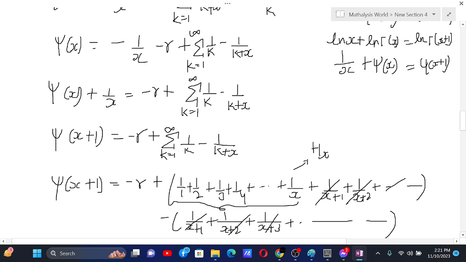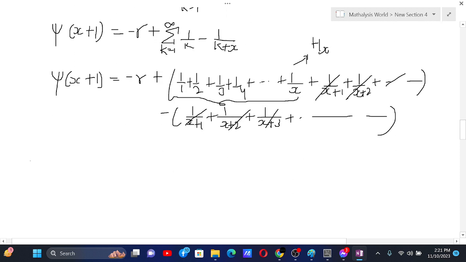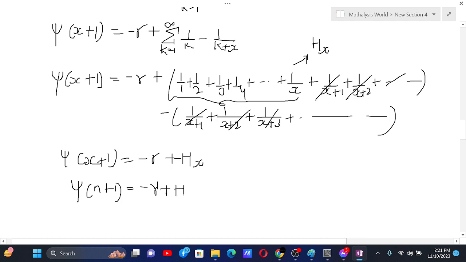It is just Hx, the harmonic number. So we have digamma of x plus 1 equals the negative of the Euler-Mascheroni constant plus Hx, the harmonic number. So basically, if we replace x by n, digamma of n plus 1 equals the negative of the Euler-Mascheroni constant plus the nth harmonic number. So here we have proved the most beautiful result in maths from scratch, from nothing to everything.